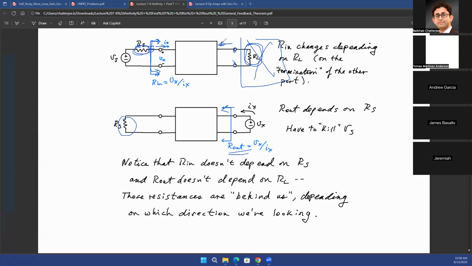So bottom line, your input source resistance can have an impact on your output resistance, and your output load resistance can have an impact on your input resistance, but not vice versa. Right? So input source resistance does not have any impact on the input resistance, and output load resistance does not have any impact on the overall output resistance.